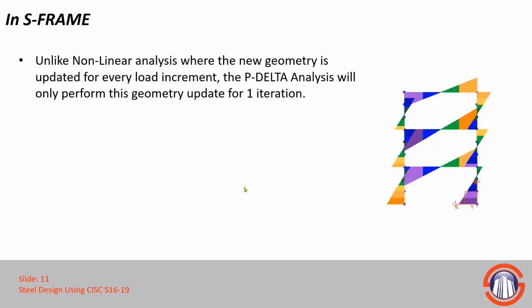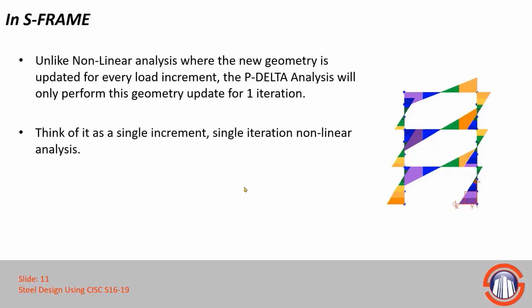Now in SRAM, unlike a nonlinear analysis, which some of you may be familiar with, where we have the ability to update the geometry for every single load increment that occurs in the analysis, the p-delta analysis will only perform this geometry update for one iteration. So you can think of a p-delta analysis as a single increment, single iteration nonlinear analysis. But you could also run a nonlinear analysis if you wanted to, and that will account for both big and little p-delta analysis effects.